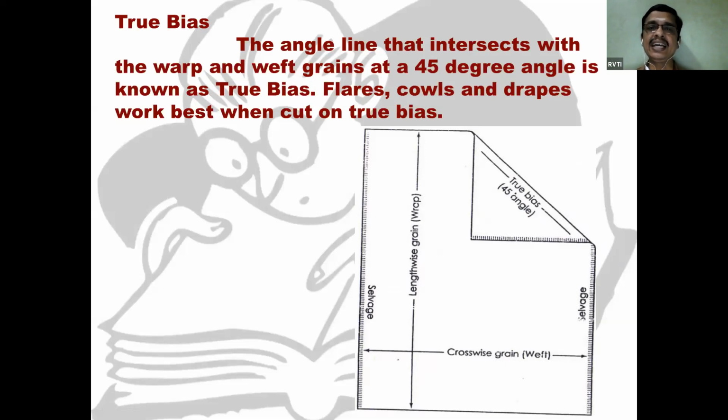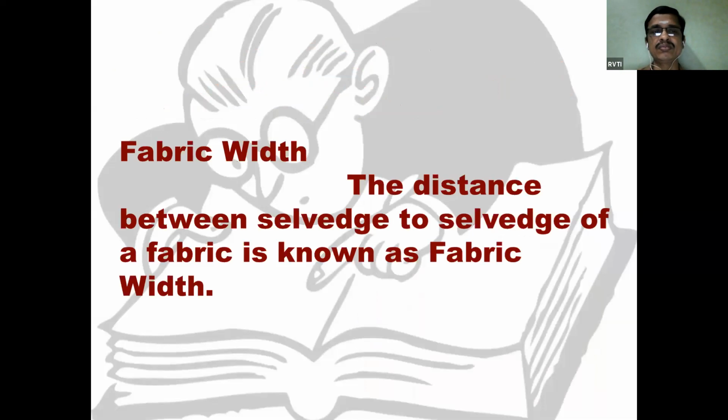The true bias definition: a line that intersects with the warp and weft grains at a 45-degree angle is known as true bias. Normally for making churidar and for some of the flares, we require true bias also. For that we have to cut true bias. So we studied lengthwise grain, widthwise grain, bias and true bias. How we apply them in pattern making is very important.